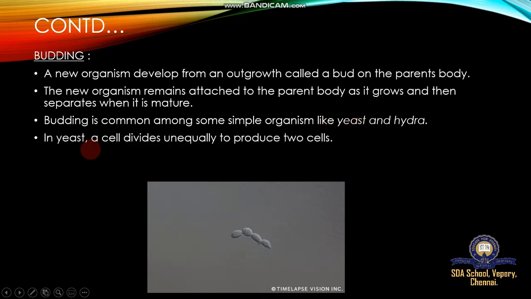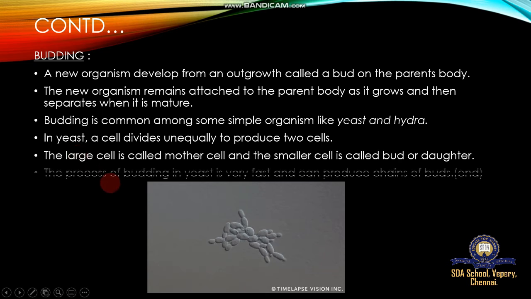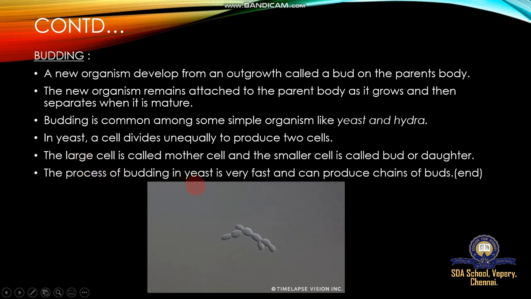In the budding process in yeast, a cell divides unequally, a larger cell and a smaller cell, to produce two cells. The second cell again divides to form a bud. The large cell is called the mother cell and the smaller cell is called the bud or daughter. The large one is the mother or parental one, and the dividing cell is called the daughter cell. Budding in yeast is very fast and can produce a chain of buds.